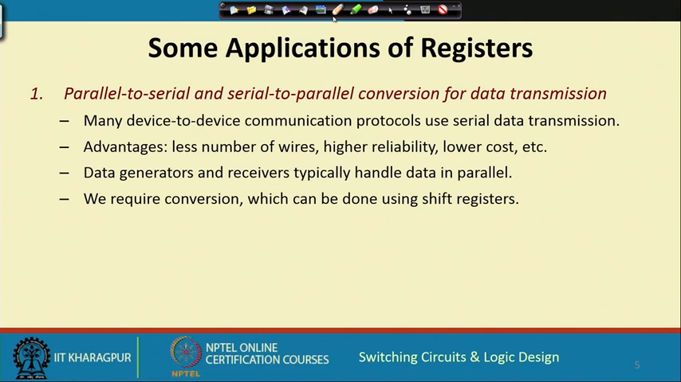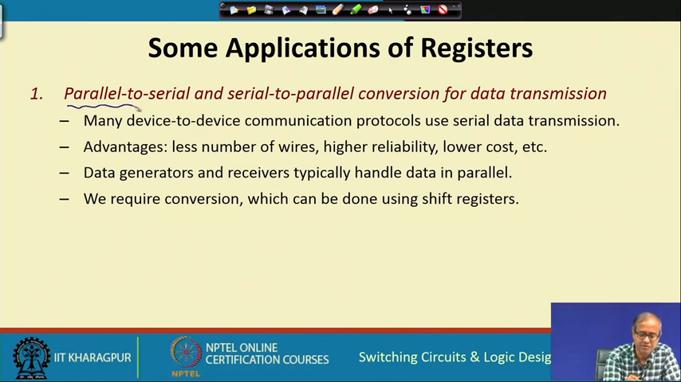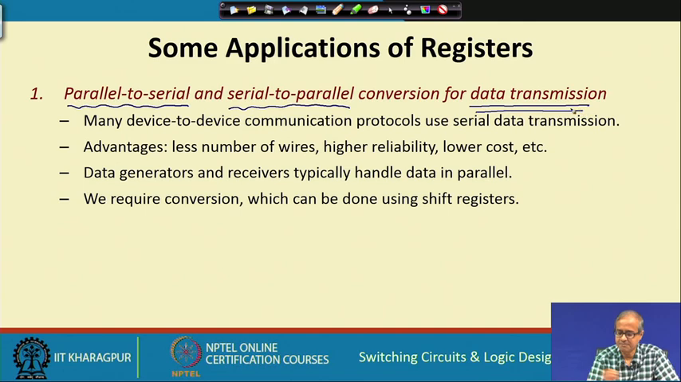Now, let us look at some of the typical applications of registers. We have seen the different kinds of registers. Registers are used almost everywhere in digital system design. In any digital system design which is sufficiently complex, you will find one or more registers inside the system. Let us take a couple of broad examples. The first example that we take is that of parallel to serial and serial to parallel conversion. This is used for data transmission.